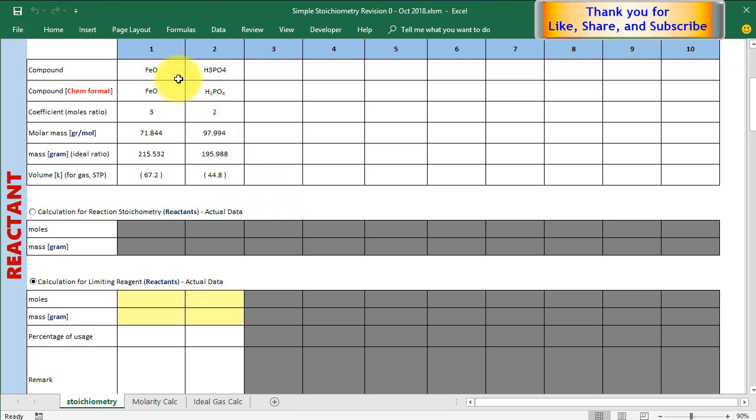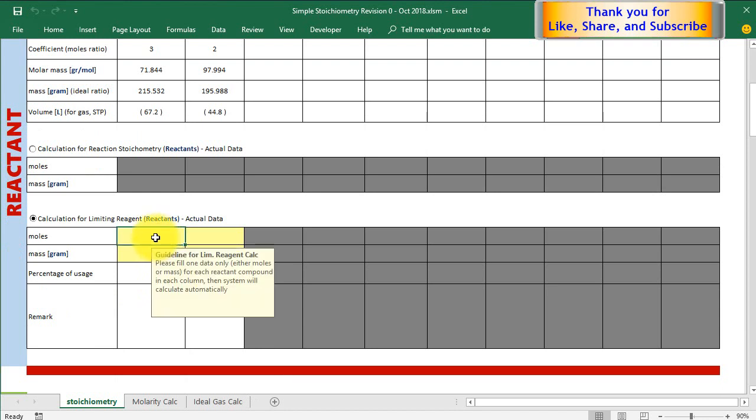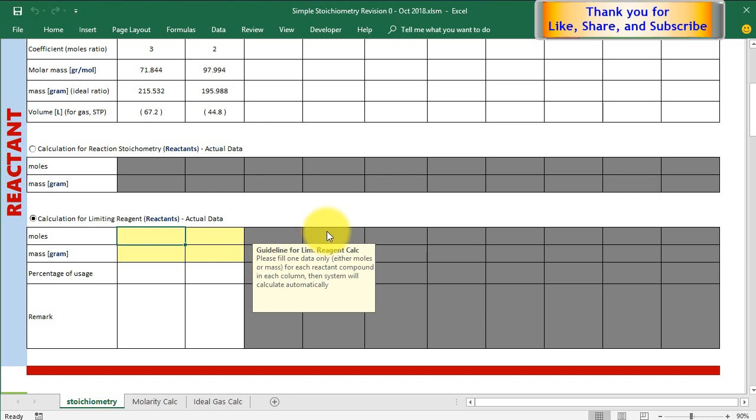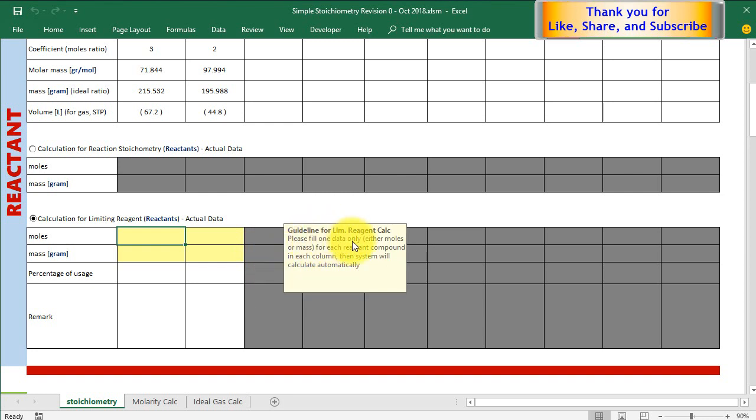Okay. And another example, if we want to calculate the limiting reagent, if we have the availability of iron oxide and phosphoric acid, okay, we can try. Alright, there's a guideline for limiting reagent calculation. Please fill in one data only, either moles or mass, for each reactant compound in each column. Then the system will calculate automatically.